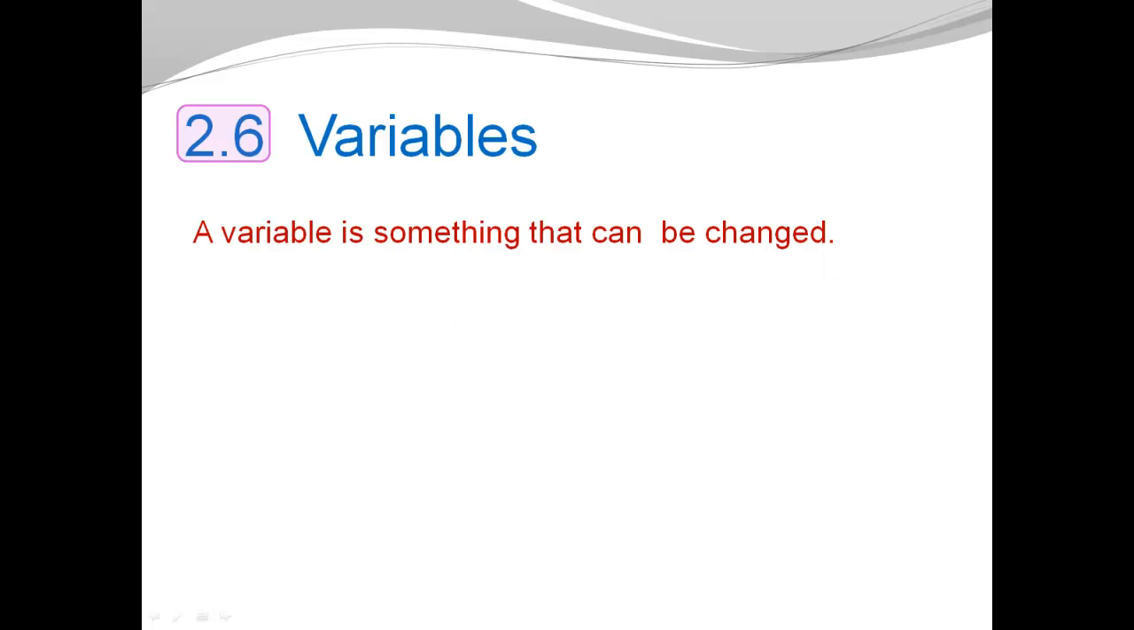Hi. In this video I'm going to introduce variables. A variable is something that can be changed. For example, the speed of the car. When it's parked, it is 0. When it accelerates, it increases. And then of course when we stop again, we're back to 0.